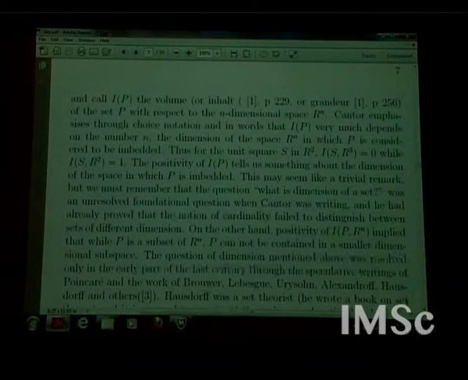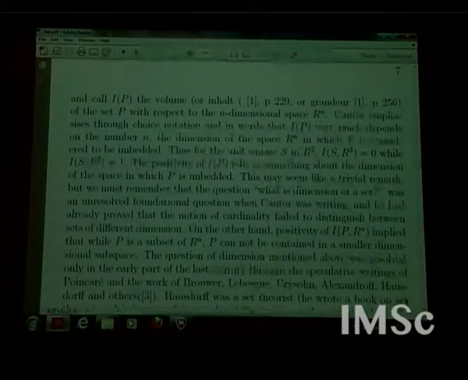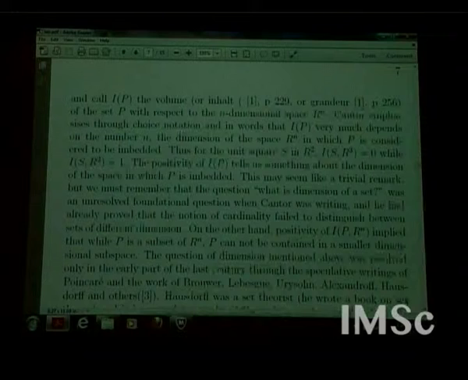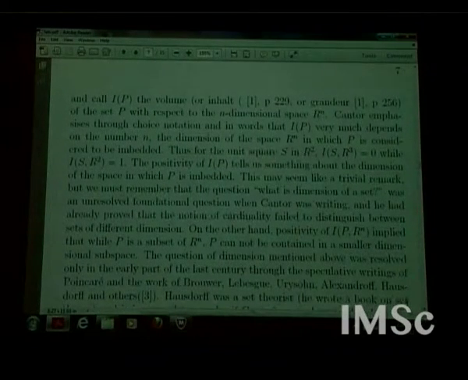Now again, this may seem like a trivial remark, but we must remember that the question, what is the dimension of a set, was an unresolved foundational question when Cantor was writing. And he had already proved that the notion of cardinality failed to distinguish between sets of different dimensions. On the other hand, positivity of this inert, I_P in R^n, implied that while P is a subset of R^n, P cannot be contained in a smaller dimensional subspace.